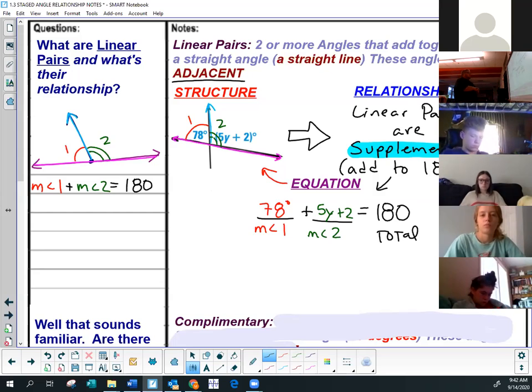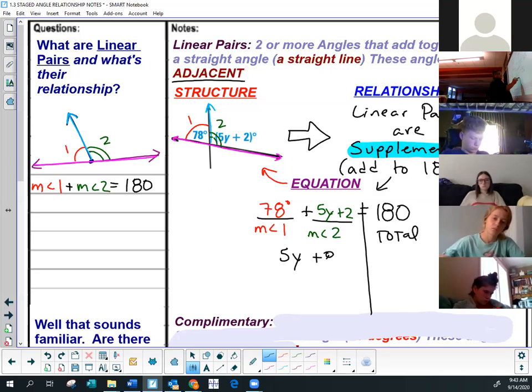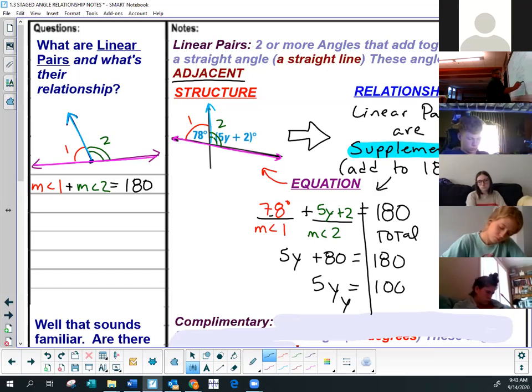Okay, so now in terms of solving this, I think we do have two ways to solve it. The most straightforward brute force approach would just be to solve the thing, right? And so we do a little simplifying. 5y plus 80 equals 180, because we had the 78 plus a 2. We subtract 80 from both sides, we get 100. And then we get y to be 20.